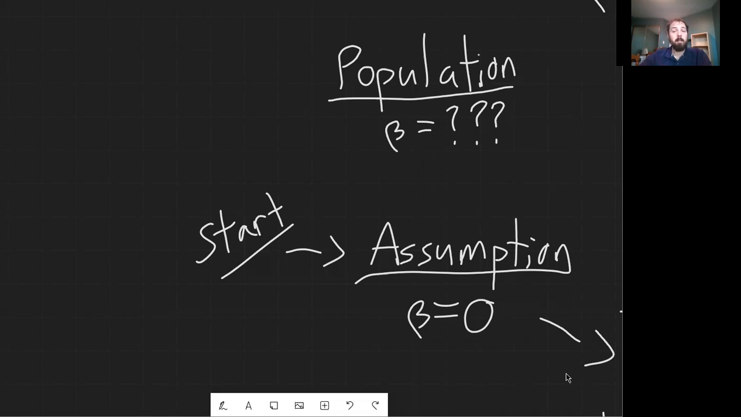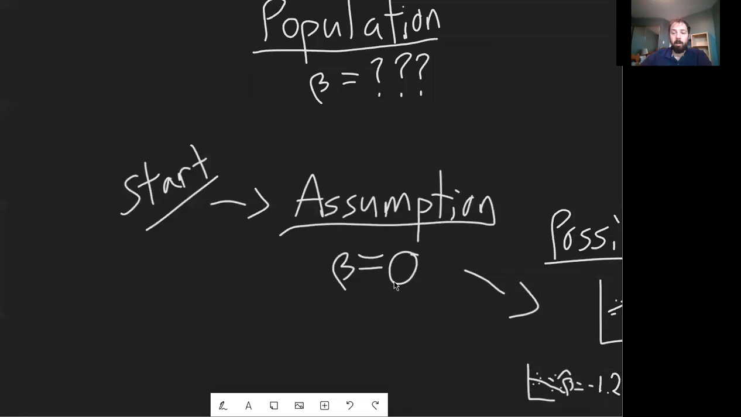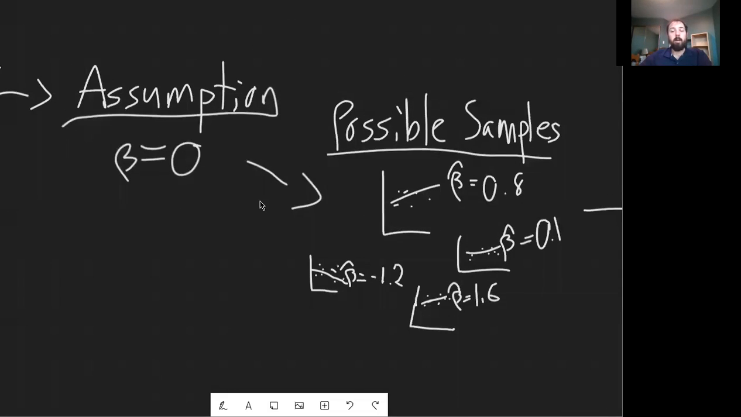Now, if this assumption is true, then there's certain possible samples. So in one sample, if we take samples from this population with a slope of zero, just by chance alone, we'll get a slope parameter of 0.8. Sometimes we'll get 0.1, sometimes negative 1.2. Maybe beta hat is 1.6 in this sample. These are, again, we're still in assumption land. These are just possible samples from this assumed population.